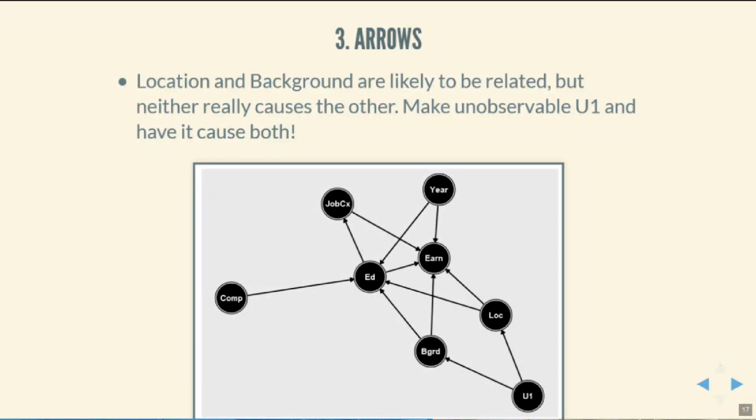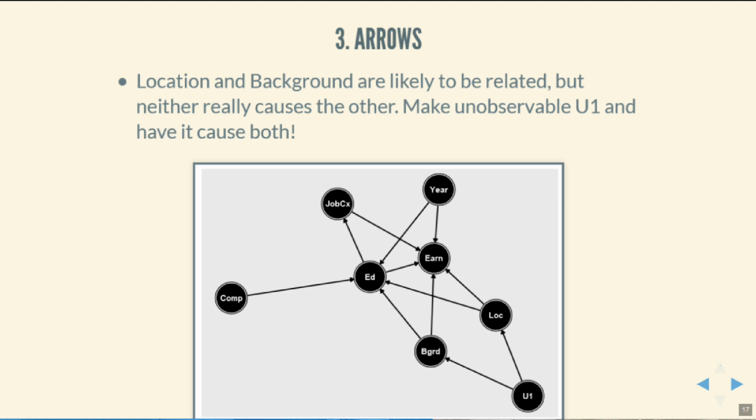Now, there's a couple other things we might add in here as well. We might think that two variables are related to each other. They're correlated, but neither of them causes the other. How are we going to deal with that? We would put in, in that case, a common cause. So for example, your location and your demographic background are likely to be correlated, right? If you look at a map of the country or the world or wherever it is, people of different backgrounds tend to be clustered in different geographic locations, and so they're correlated with each other, but it's not like one of them causes the other, right? And so we might think that there's some other factor that's causing both.